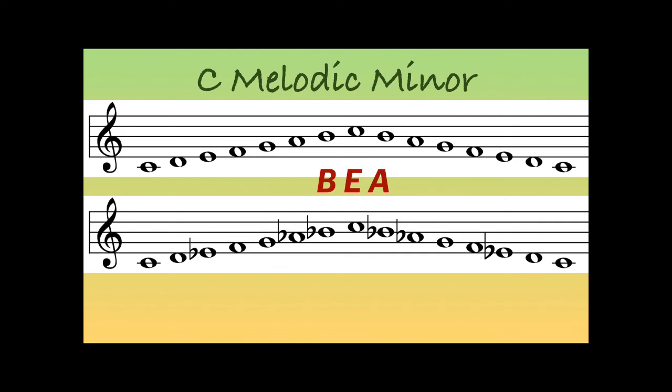Notice that I've entered them both going up and going down. The next step is to raise the 6th and 7th scale degrees on our way up. They're going to be lowered again to natural minor on our way back down.